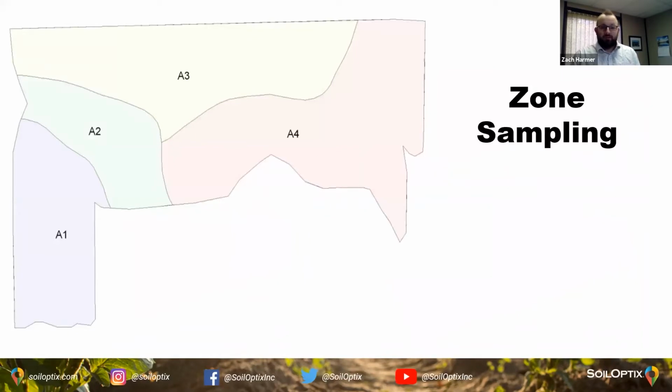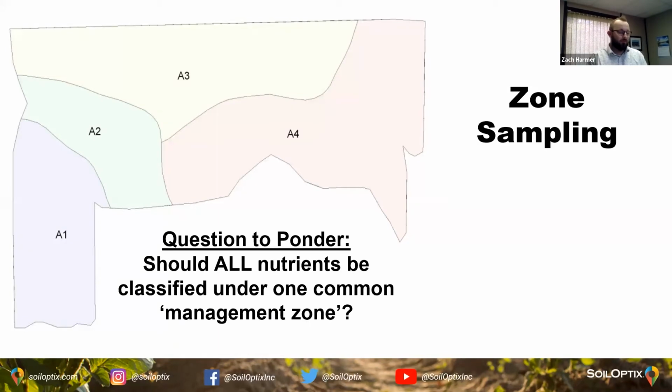Some of that basics really relies on guys creating zones through yield data, satellite imagery, drone imagery, maybe even some of the soil mapping technologies on the marketplace now, where it's trying to build general zones in the field based on productivity. But one of the things I like to ponder in all of that is, should all your nutrients be classified under one common management zone? Should your phosphorus and your K and your pH potentially follow the exact same boundaries?